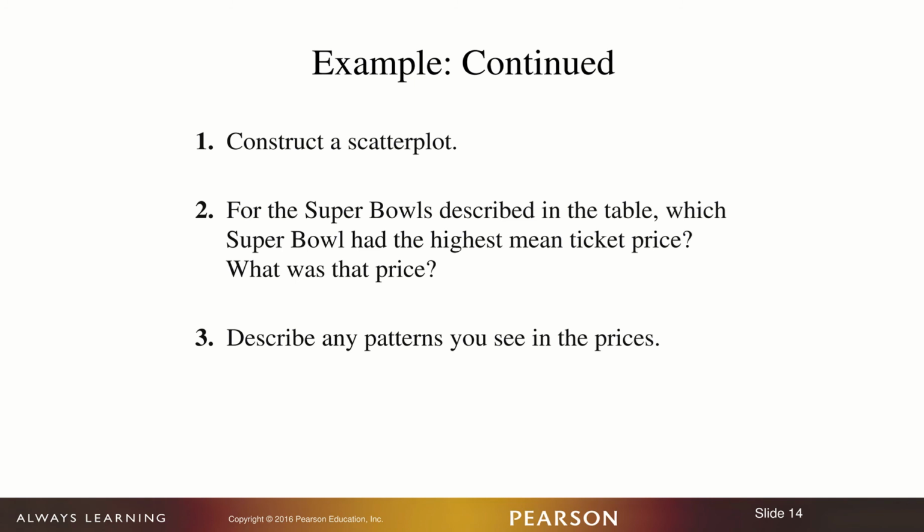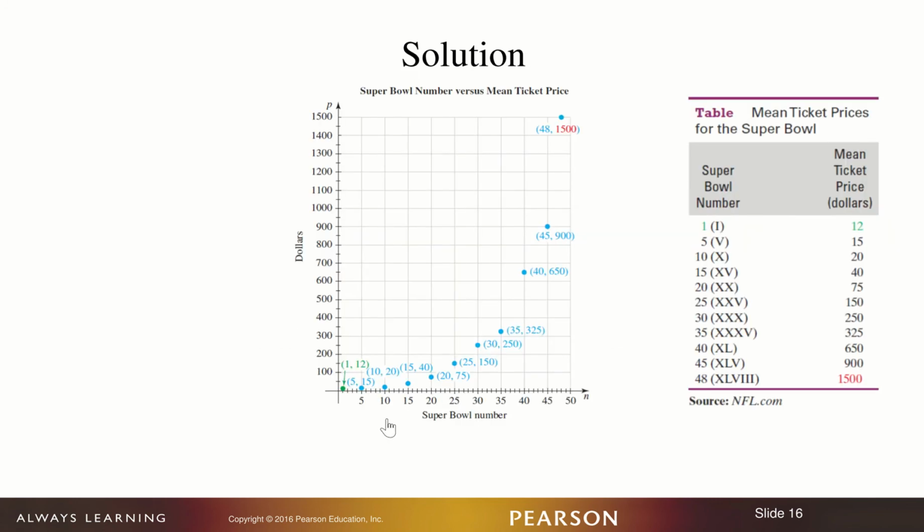The scatter plot is a very familiar plot to us. We've already seen it in the form of a time series plot, except in a time series plot, the dots are connected with little line segments. In a scatter plot, they're not. So it's not really anything new. For the scatter plot, we go ahead and draw our axes. Again, remember that N, the Super Bowl number, is going to be represented on the horizontal axis, and the corresponding ticket prices will be represented using the vertical axis.